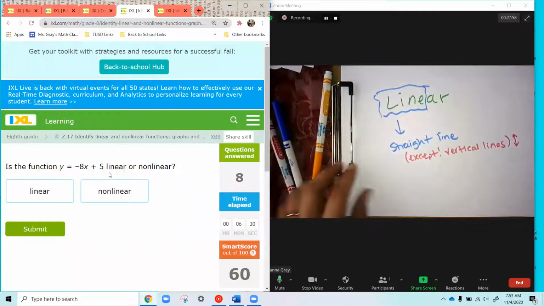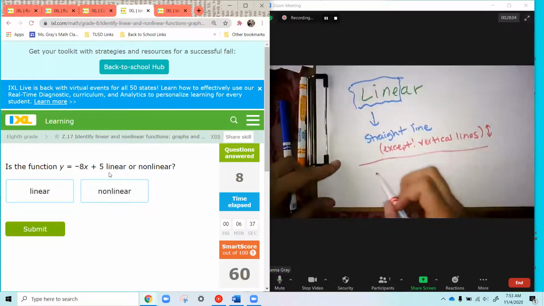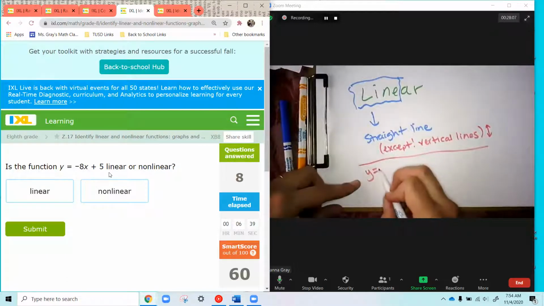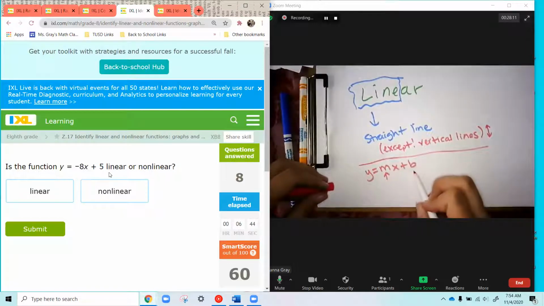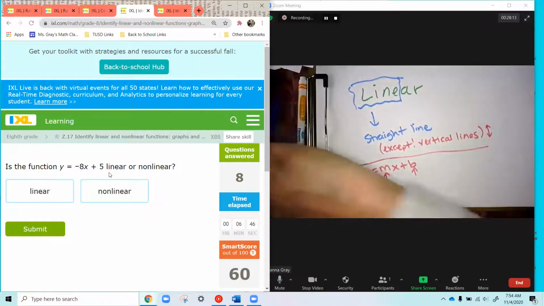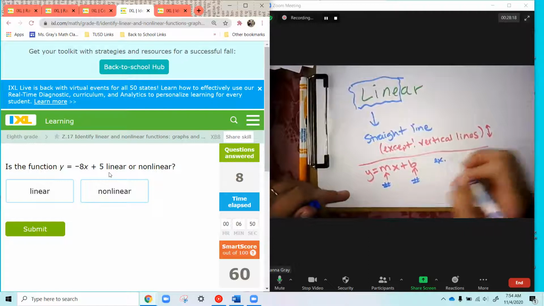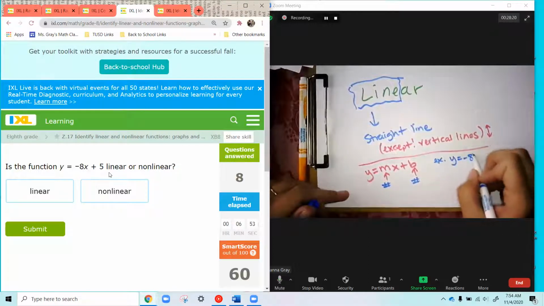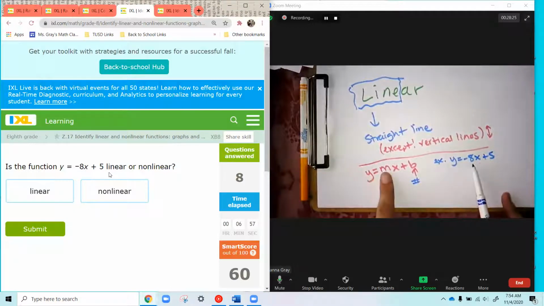Ooh, okay. So now we need to look at whether it is linear or nonlinear from an equation point of view. So basically, if you have y equals, and it's in this form, where this is a number and this is a number. So this has just some random number here, and this has some random number here. For example, y equals negative 8x plus 5. So it has y equals a random number, x plus a random number. So that fits this form.